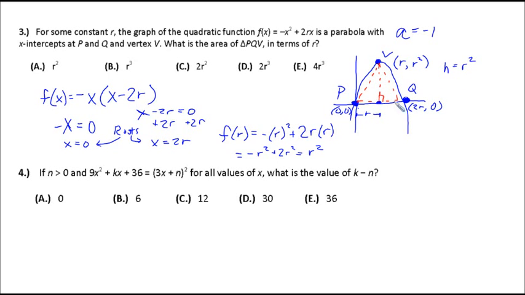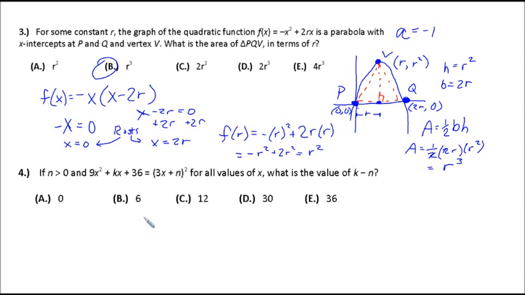So now to get the base, we just look at the distance between the two roots. The base of this triangle is 2r, and your area formula is 1/2 the base times the height. So if you plug in those values, you get 1/2. The base is 2r, and the height is r squared. 1/2 times 2 will cancel to 1, so we're left with just r times r squared, and that does raise r to the 3rd power, so the answer is B.